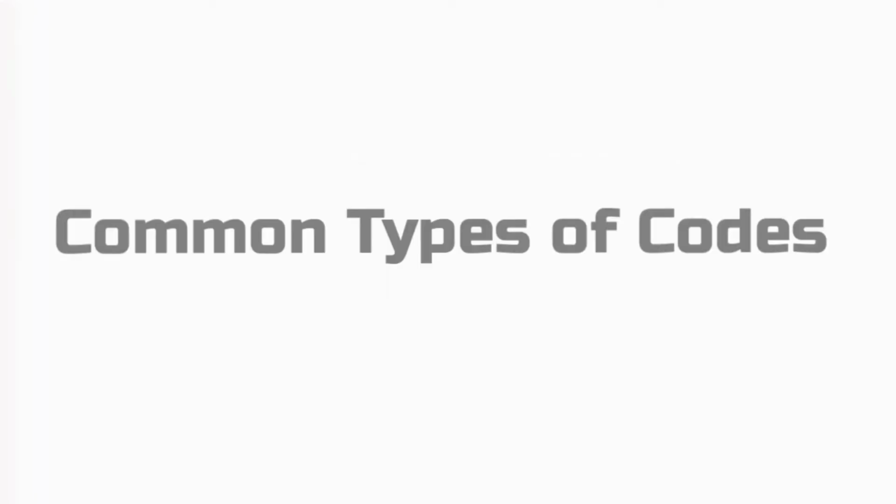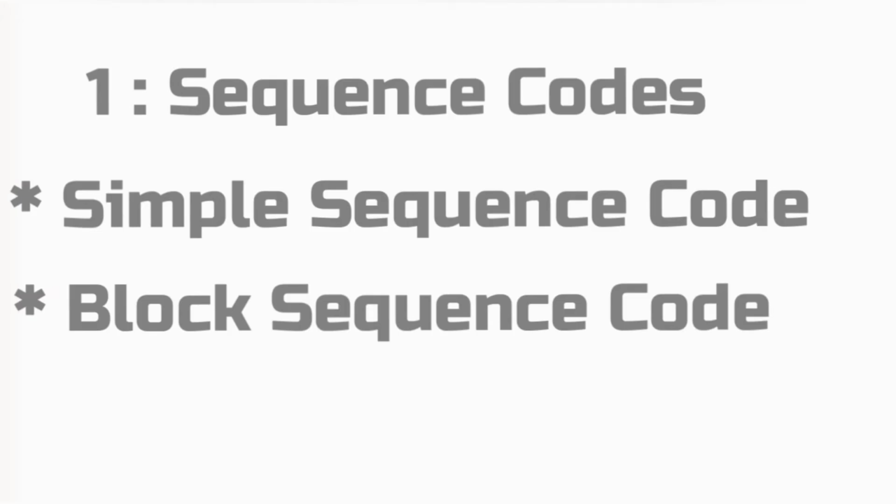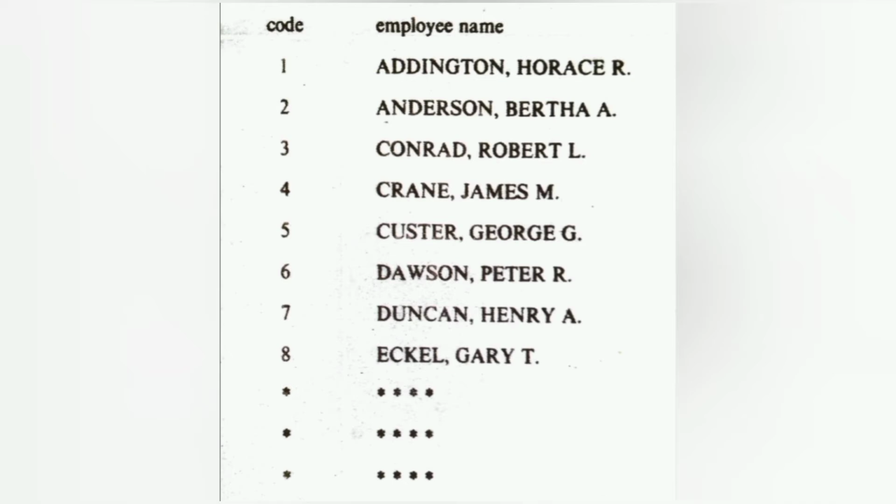Common types of codes. There are 5 common types of codes. First one, sequence code: symbol sequence and block sequence. A sequence code has no relation to the characteristics of an item. The assignment of consecutive numbers, for example 1, 2, 3, etc., to a list of items as they occur is called a symbol sequence code.